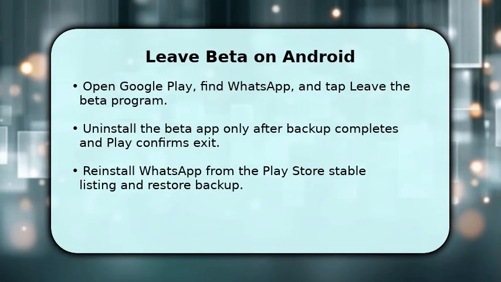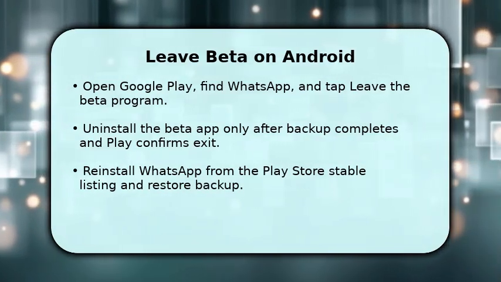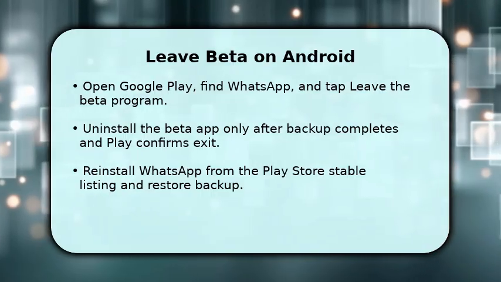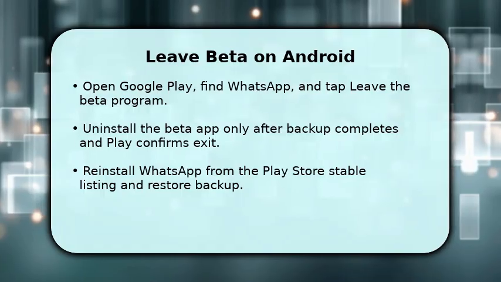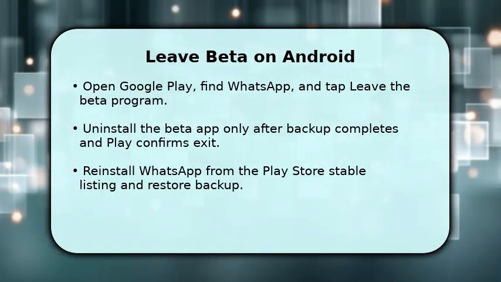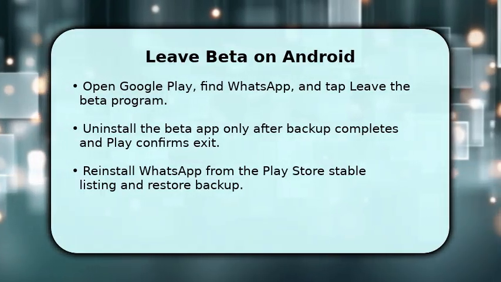Open Google Play and search for WhatsApp to access its app page. Scroll to the beta program section and tap Leave to exit the beta channel. Wait for Play Store confirmation and allow up to 24 hours for rollout changes to propagate.